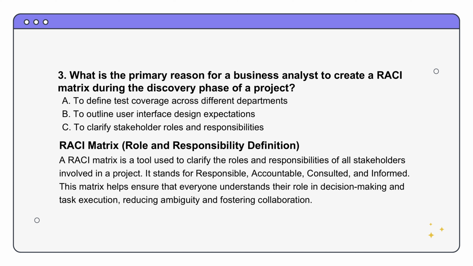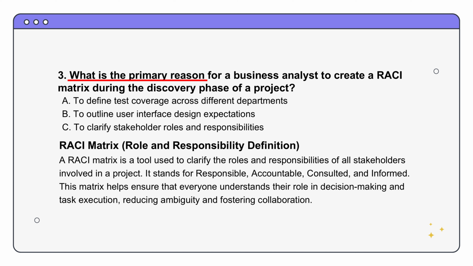Okay, question 3. Let's do it. What is the primary reason for a business analyst to create a RACI matrix during the discovery phase of a project? Options. A, to define test coverage across different departments. B, to outline user interface design expectations. C, to clarify stakeholder roles and responsibilities?